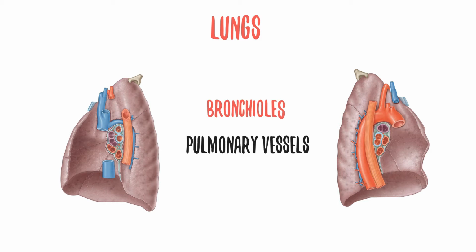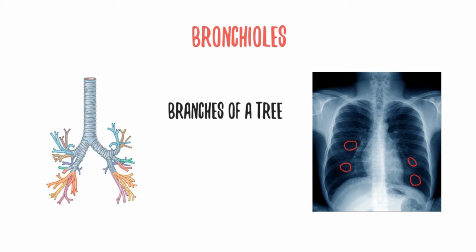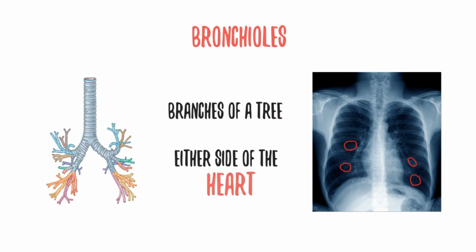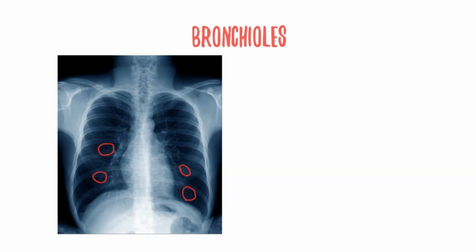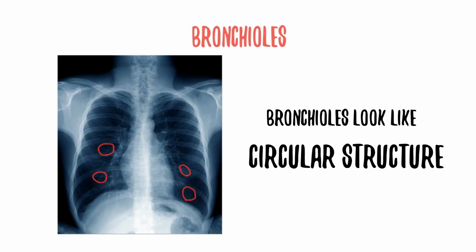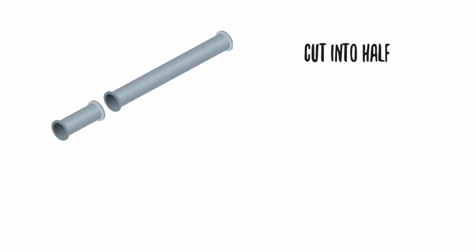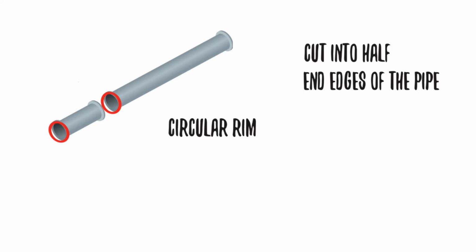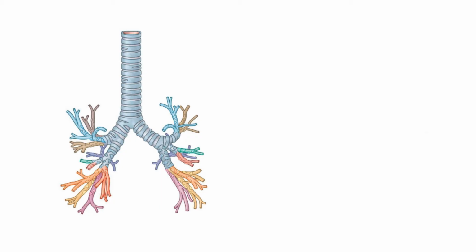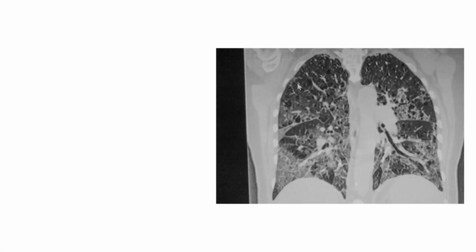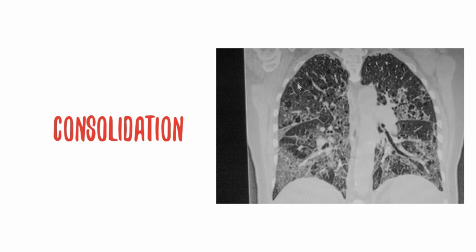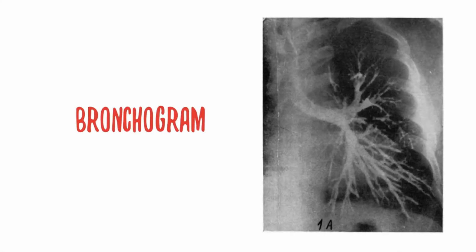The bronchi are identified because they look like the branches of a tree and are located on either side of the heart. You might be able to isolate individual bronchi because they look like a circular structure. Imagine if you had a pipe and you cut it in half and you looked end on at the edges of the pipe. You might see a circular rim to the structure. That's exactly what a bronchus looks like, and it may be highlighted even further in cases of consolidation such as you would get with a chest x-ray. This region here is referred to as a bronchogram.